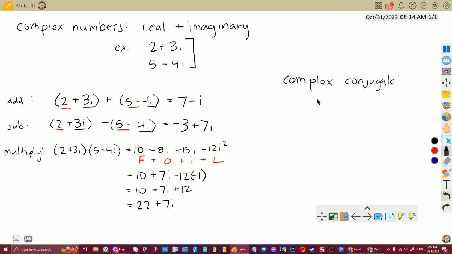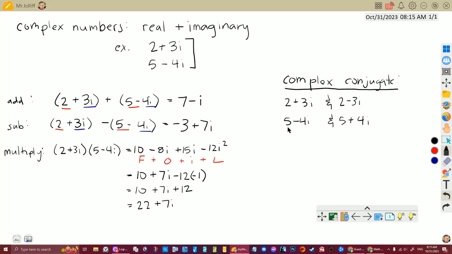So complex conjugates have the same real and imaginary piece, but the sign in between them differs. So 2 plus 3i and 2 minus 3i are complex conjugates. 5 minus 4i and 5 plus 4i are complex conjugates. The reason these are nice is that when you multiply something by its complex conjugate, those two middle terms, the outer and inner, will cancel.